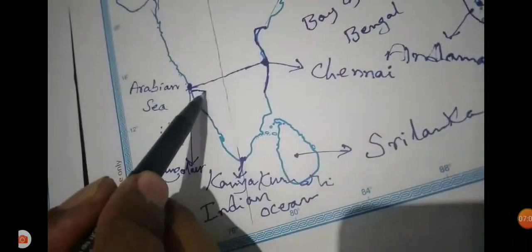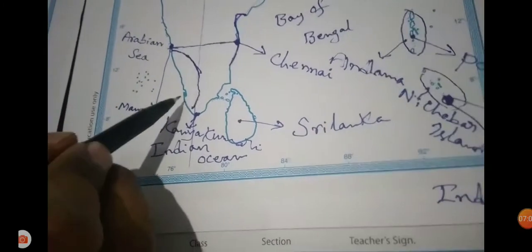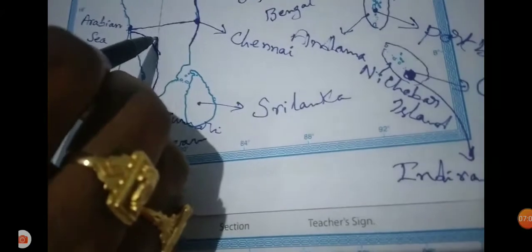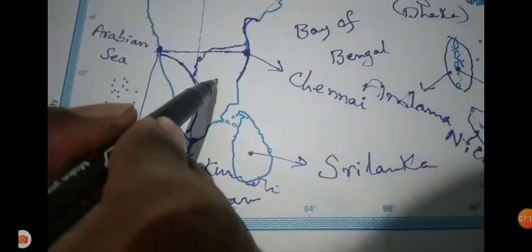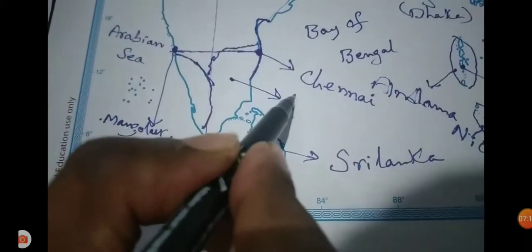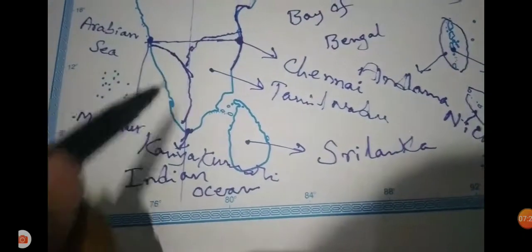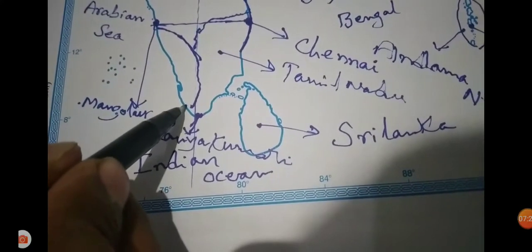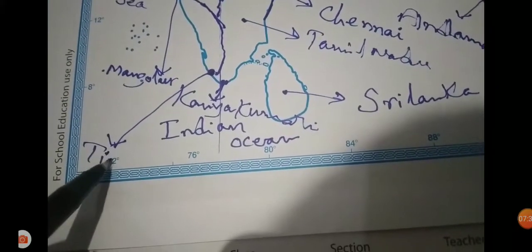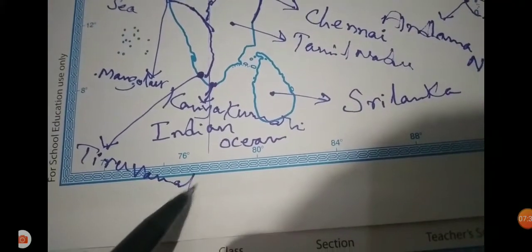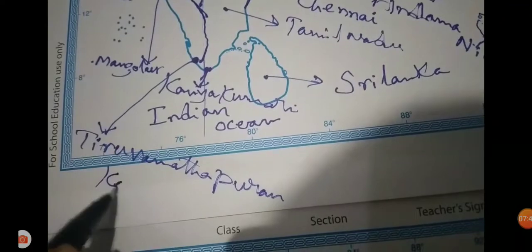Later we divide, and below Mangalore is the region of Kerala. The remaining part to the southeast is Tamil Nadu. Tamil Nadu's capital, Chennai, is identified already. Then Kerala's capital, Thiruvananthapuram, is located here. Thiruvananthapuram is the capital of Kerala. In this manner, it is easy to identify Kerala.